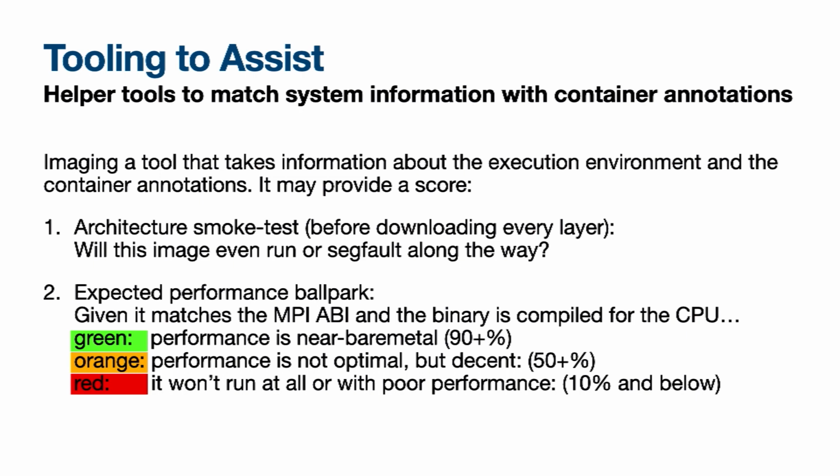Or it's red if the container does not work at all because it segfaults, because the binary is compiled for Skylake and you have a Zen2, then it won't work. So it will fail very fast. Or if the performance is so bad that you should not even download the container because you can expect very poor performance. So if we have this tool, that would be cool for smoke tests before actually downloading the image.